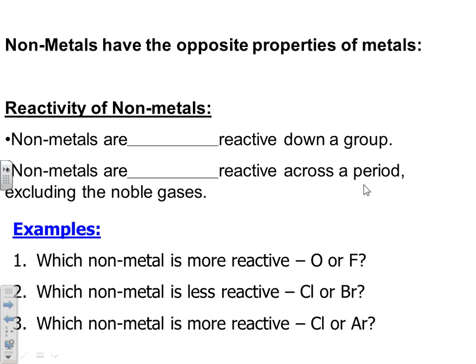I've left a blank. If we're looking for the reactivity as we move down the group, let's say we're talking about the halogens, and we're moving down the group, are they becoming more or less reactive if it's the opposite of a metal? It's becoming less. The nonmetals actually get less reactive as we move down. They're the opposite. So nonmetals are less reactive as we move down a group.